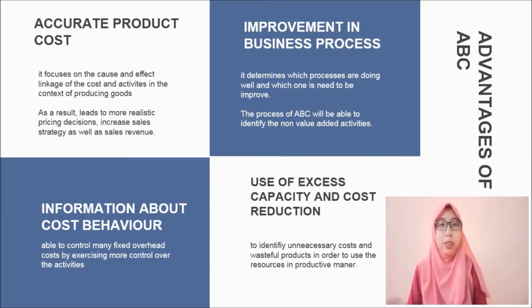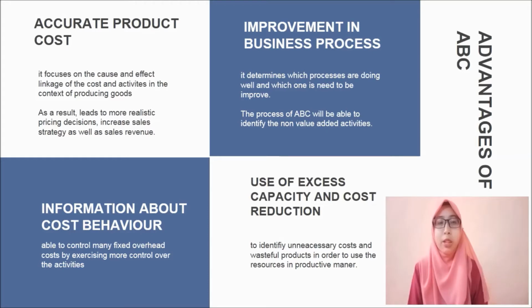So how does activity-based costing work? It works by providing a more precise breakdown of indirect costs. Then they identify the activities in the companies and allocate the cost of these activities to each product proportionally. As a result, it leads to more realistic product pricing decisions, which can increase the sales strategy as well as sales revenue. Secondly, since activity-based costing will allocate indirect costs for each product, the business process becomes clear.